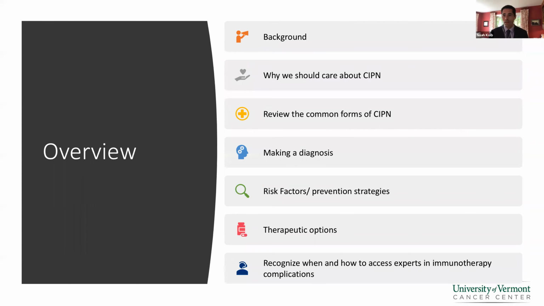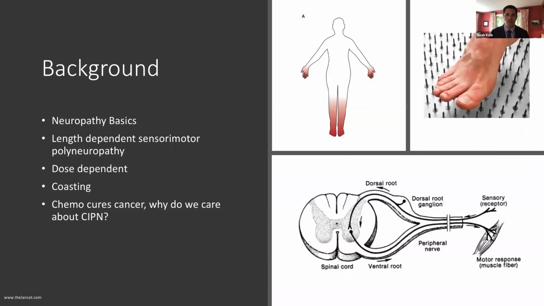The way that we're going to do that, we're going to try to cover a lot of ground. So we'll do some background. We'll talk about why you should care about chemotherapy-induced neuropathy. We'll review the common forms, talk about making a diagnosis, and this will pertain both to patients and providers. From a patient perspective, we can talk about how you recognize the symptoms in yourself, risk factors and prevention strategies for CIPN, what the therapeutic options are, and how to recognize when to access an expert.